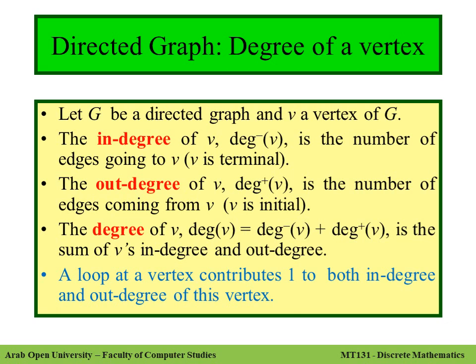A loop, what about a loop? A loop of course starts and ends at the same vertex, so it will add 1 to the out degree and will add 1 to the in degree.